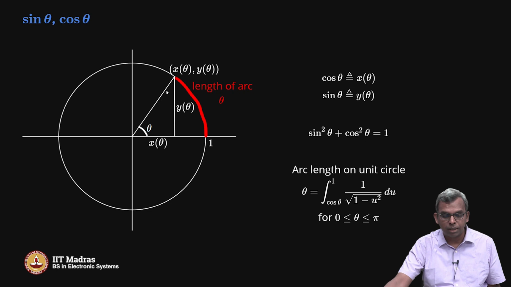Also remember, if theta is up to pi by 2, cos theta is going to be positive, so x of theta is positive. When it crosses pi by 2, cos theta is going to be negative, but that's okay.